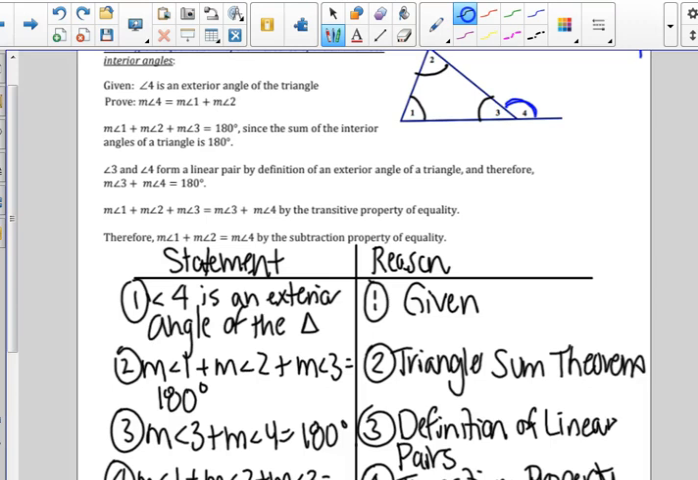For the third statement, the measure of angle 3 plus the measure of angle 4 adds to 180. We can see that here because the measure of angle 3 plus the measure of angle 4 lie on the same line. Therefore, their sum is 180 degrees. So we said definition of linear pairs.